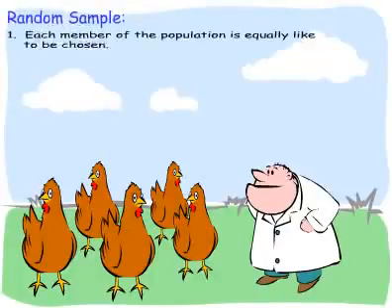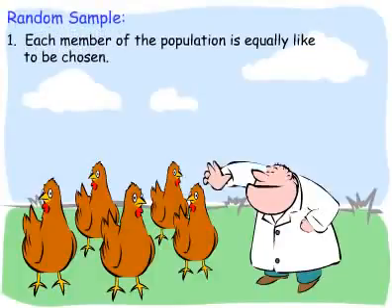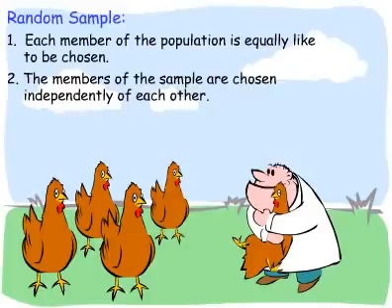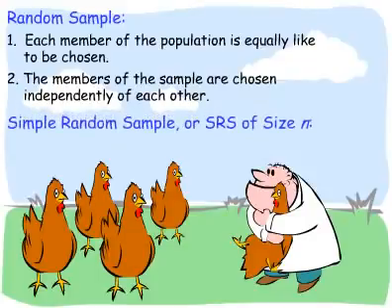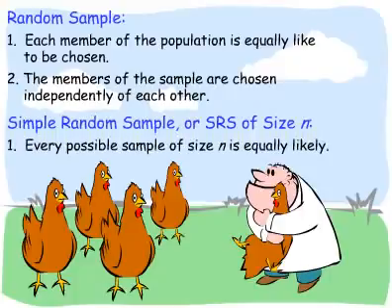Random sample: each member of the population is equally likely to be chosen, and the members of the sample are chosen independently of each other. A simple random sample, or SRS, of size n, is one in which every possible sample of size n is equally likely. If a sample is a simple random sample, it is also a random sample.